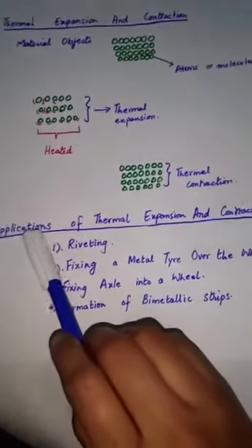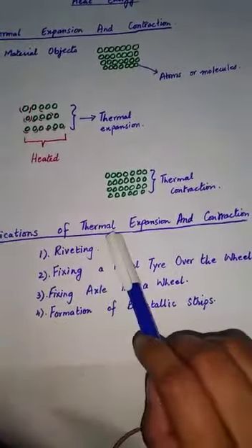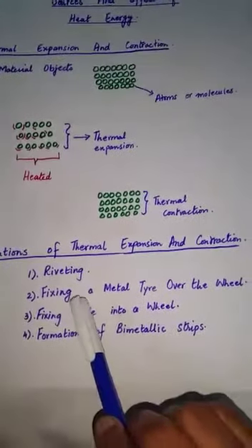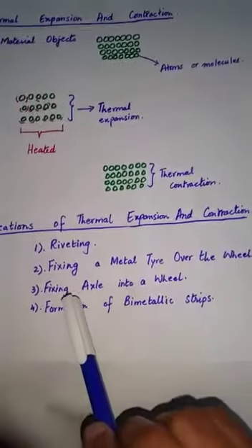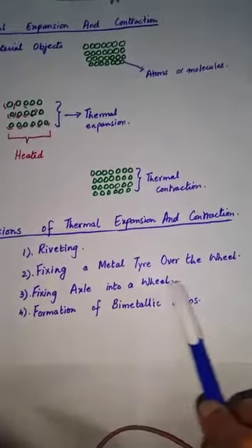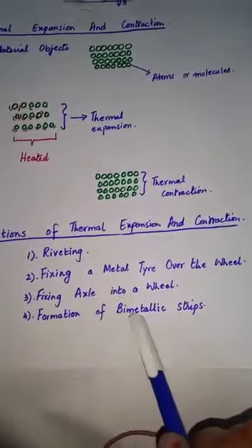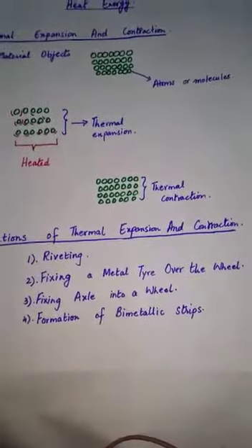Now we will discuss some of the applications of thermal expansion and contraction in everyday life. First application is riveting. Next is fixing a metal tire over the wheel. Next, fixing an axle into a wheel, and then formation of bimetallic strips.